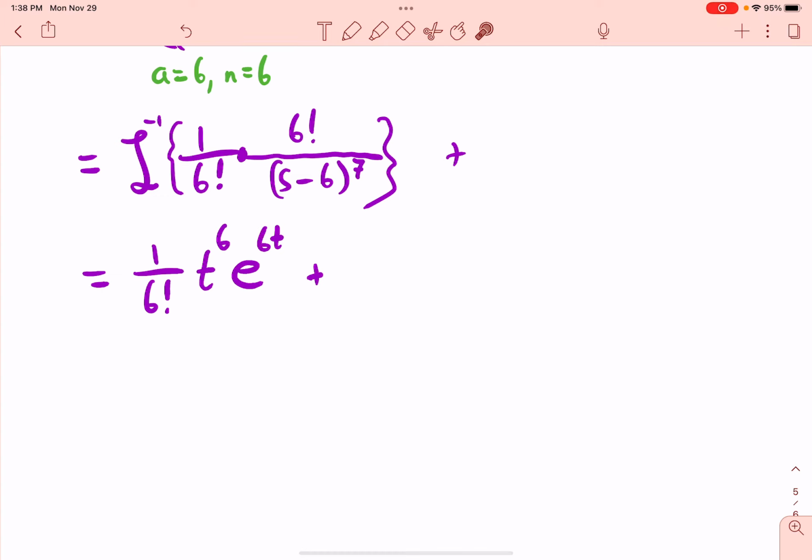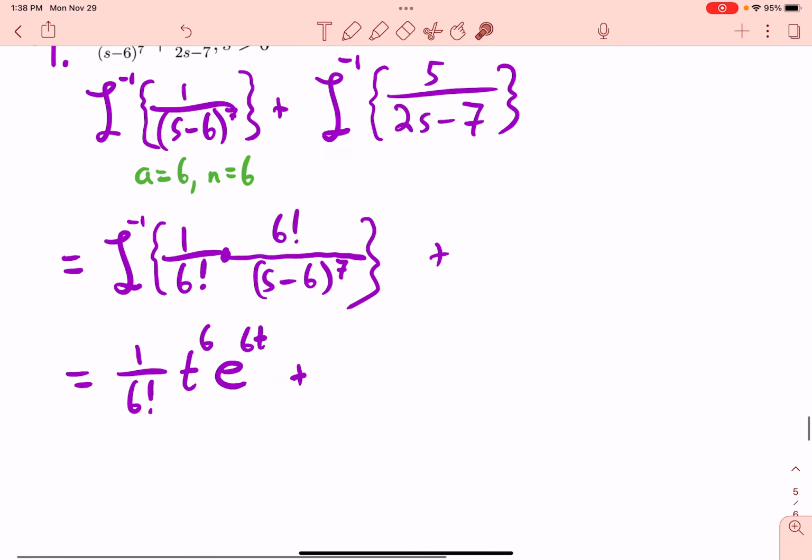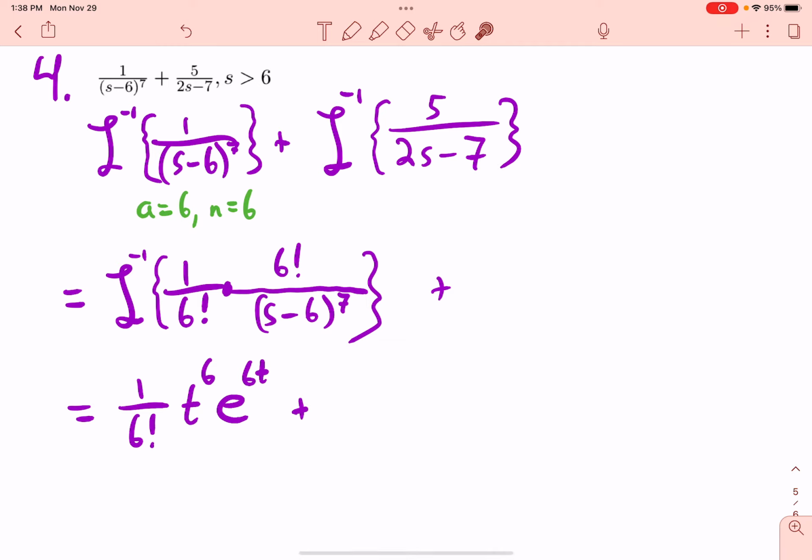So this came from the inverse Laplace transform, and the 1 over 6 factorial is just left over from the constant we pulled out to the front. That's halfway through this problem. Now we come to the second half, which is the inverse Laplace transform of 5 over 2s minus 7.